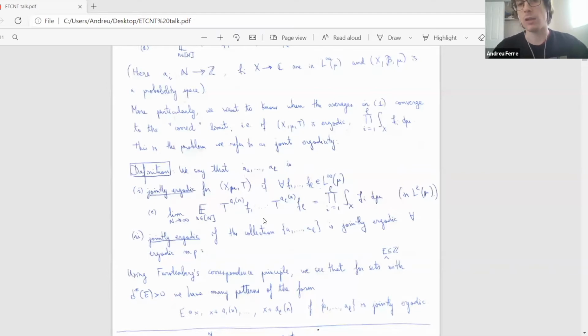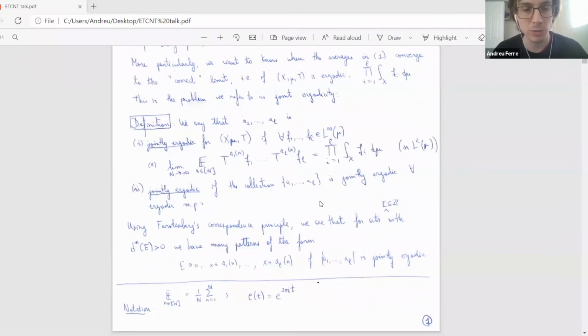Now, like I said, part of the reason we care about this problem is because the Furstenberg correspondence principle allows us to say that, if we have this convergence to the product of integrals, then it follows that any set of positive upper Banach density contains patterns of the form x plus a1(n), ..., x plus aL(n), just like that. And in fact, we can say more because the convergence is to what has been called the correct limit, so this means that we have large returns even.